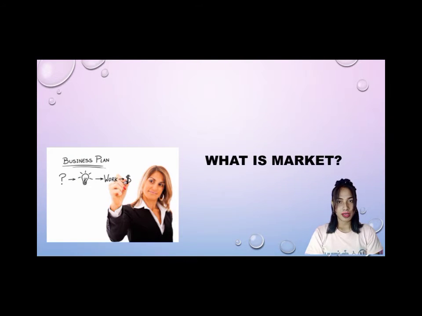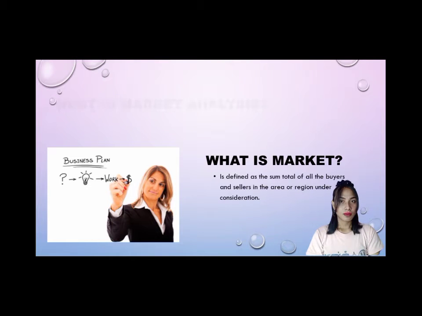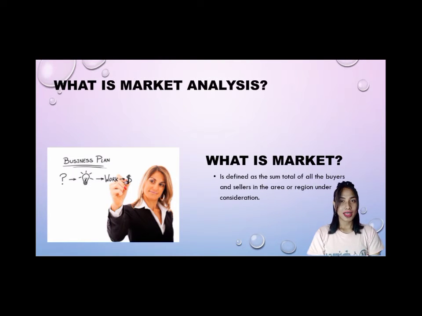What is a market? A market is defined as the sum total of all the buyers and sellers in the area or region under consideration. In a market, the value, the cost, and the price of items traded are set by the forces of supply and demand. A market is a group of people or companies who have a demand for cheese and are willing and able to buy it.